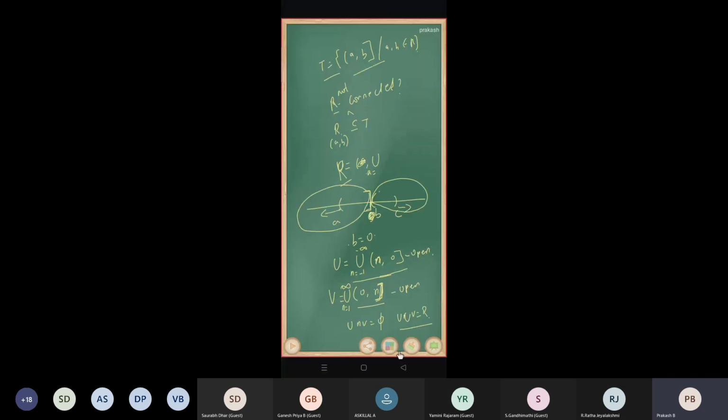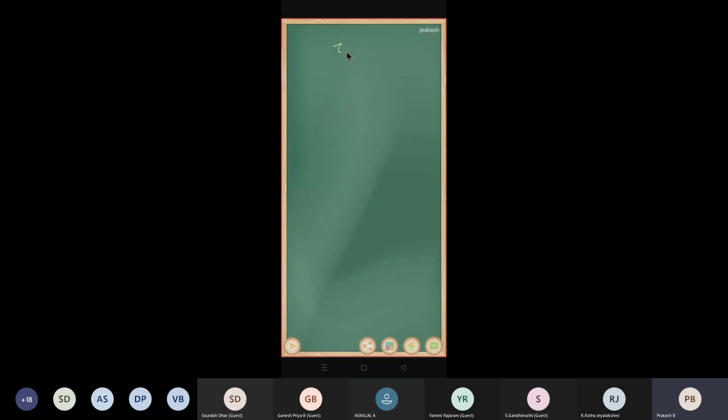So next, we have to check whether it is connected or not in the cofinite topology, right? Obviously in the cofinite topology, R is a connected one, because we cannot find a separation. Suppose you can find a pair of open sets U and V such that U union V is equal to R and U intersection V is empty. So here U and V are open sets.